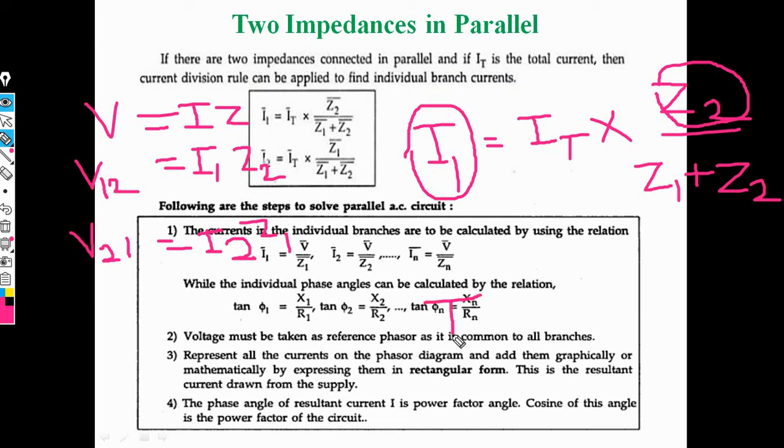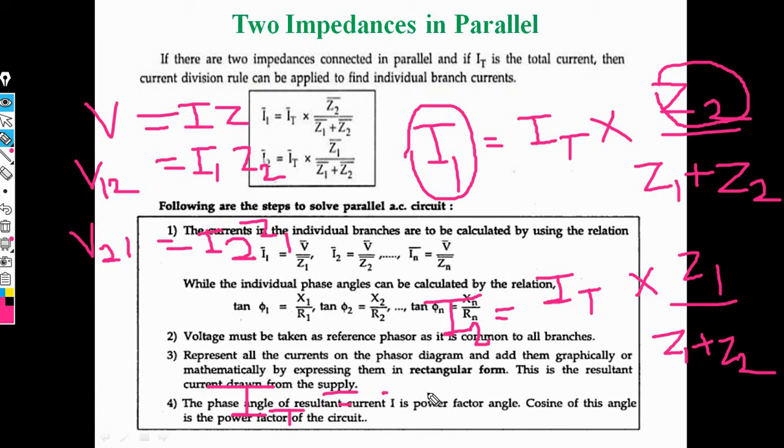For current I2 is equal to total current. Then here we have considered I2, then we obtain here Z1 upon Z1 plus Z. And IT means total current. IT is I1 plus I2 plus I3. Okay, now this is the total current in the circuit.